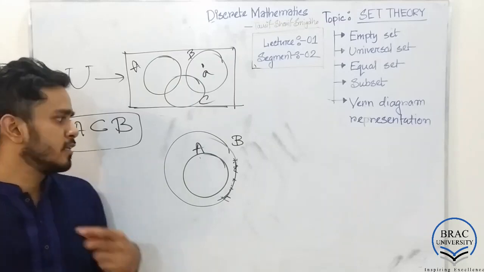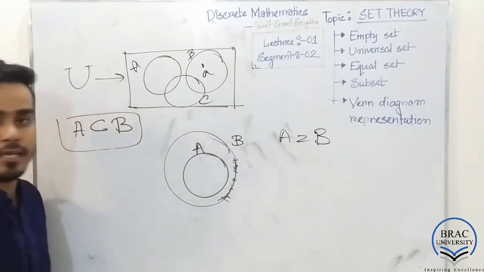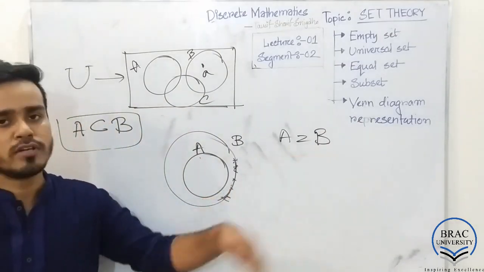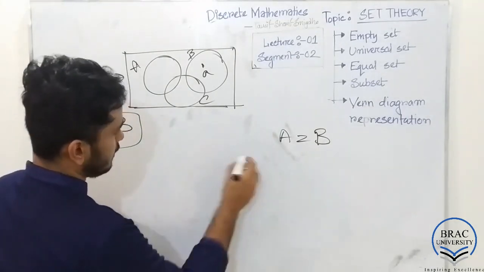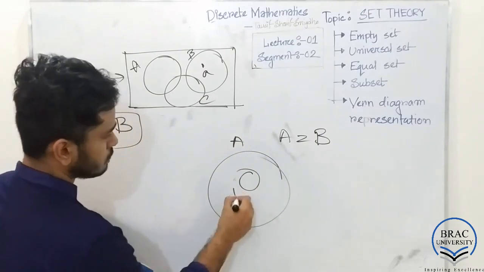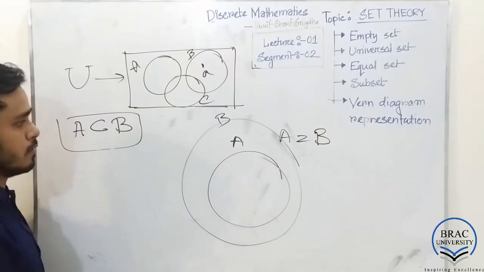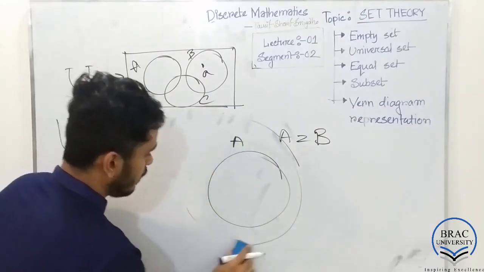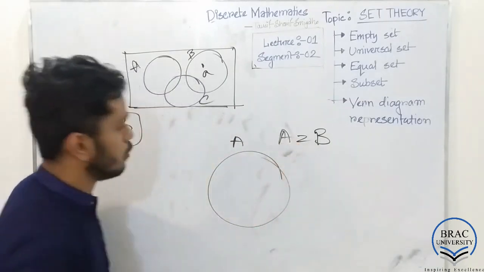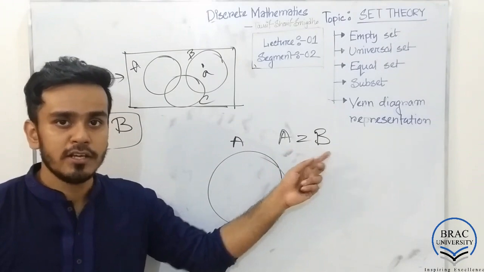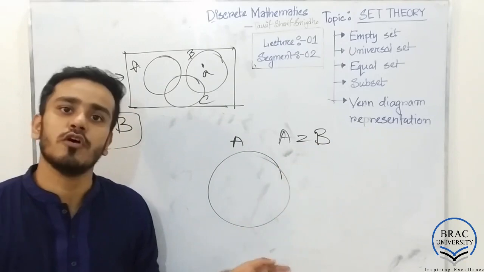Now, can I ask something? If A equals B, what will be the Venn diagram representation of the sets? Can it be like this or like this? No, we cannot express A and B in either of those ways. Why? Since A equals B, that means all of the elements of A belong to B and all of the elements of B belong to A.